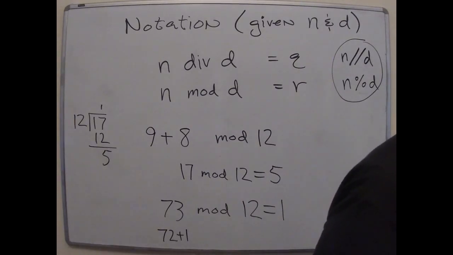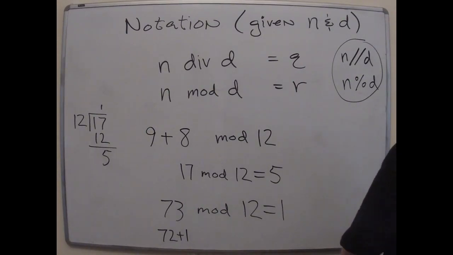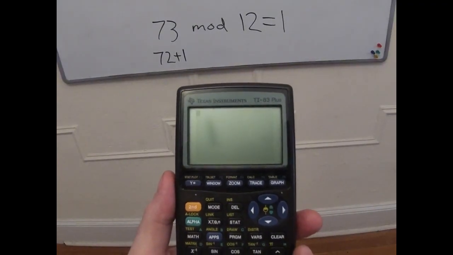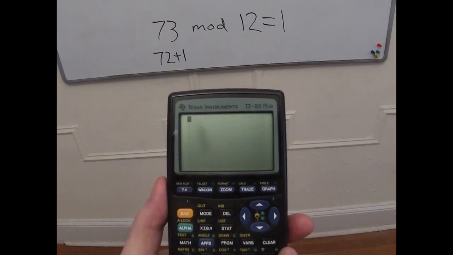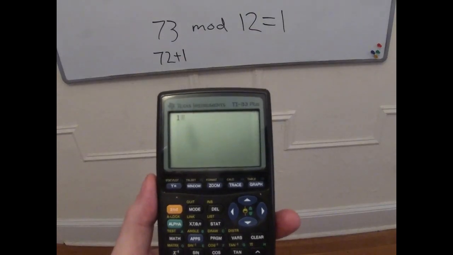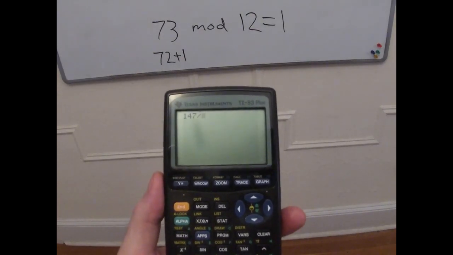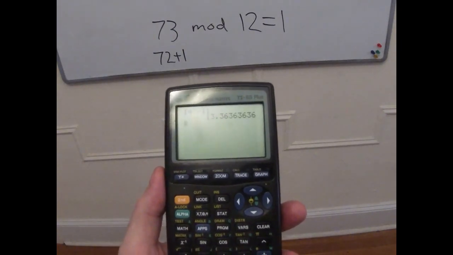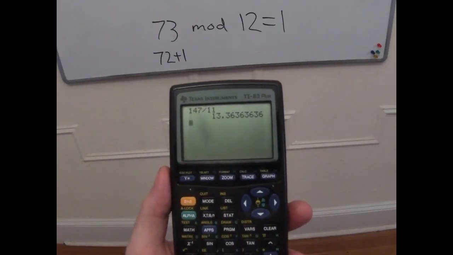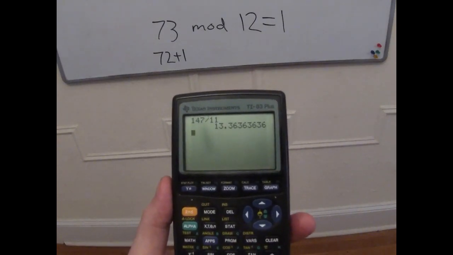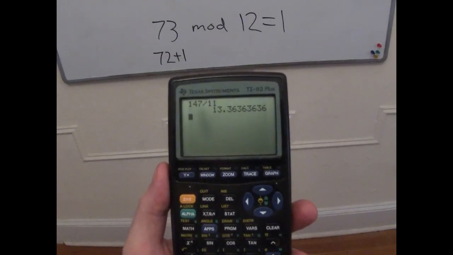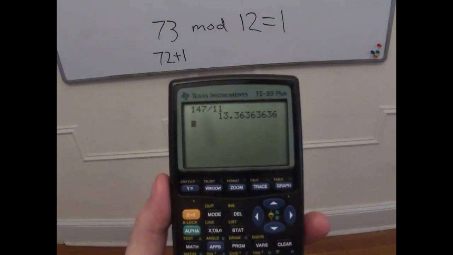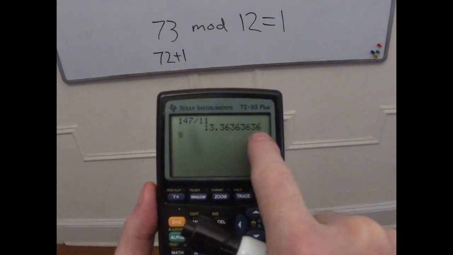Oh, right. I should point out a way to do this using a calculator. All right. So suppose we're trying to figure out, I don't know, 147 mod 11. Let's just do the division here. 147 divided by 11 is 13.36363636, right? Well, you're already looking at n div d. N div d is the 13. How do you get at n mod d? Well, it's hiding here in the decimals.